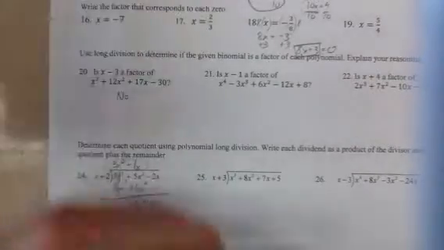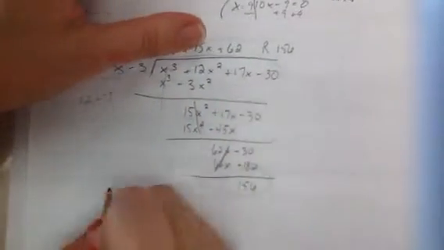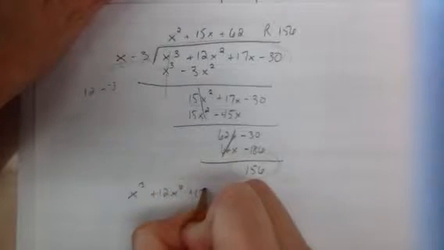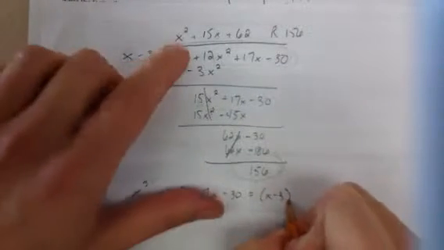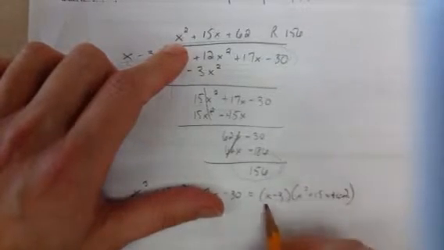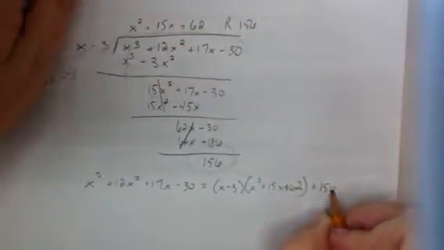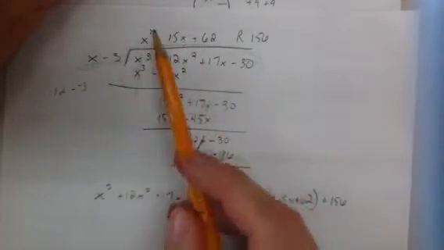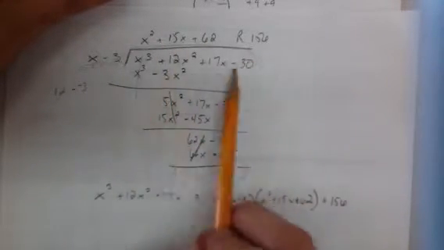So just as a point, if we had taken this and done that same thing, we would have said x to the third plus 12x squared plus 17x minus 30 equals x minus 3 times x squared plus 15x plus 62, right? These two as a product. But then also adding on the 156 because that's the remainder. So that's what long division is all about. Like this times you're dividing, which is just undoing multiplication. So this times this plus this should give you that.